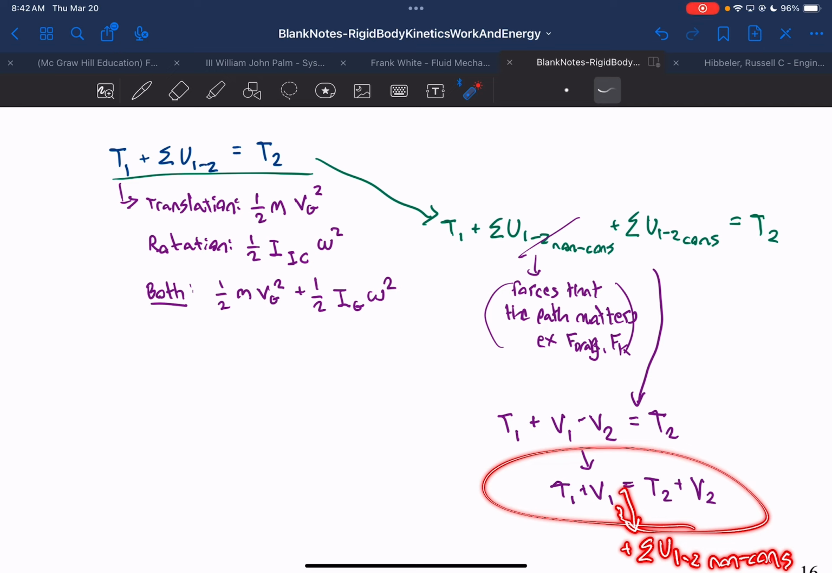Actually, let's explain one last thing. Before I do that, any questions? It's important to ask. Yes? The V1 and V2 are potential energy, right? Yes, that's what I was going to go into right now. What's your question? In a real life scenario, when would there not be non-conservative forces? A real life scenario.